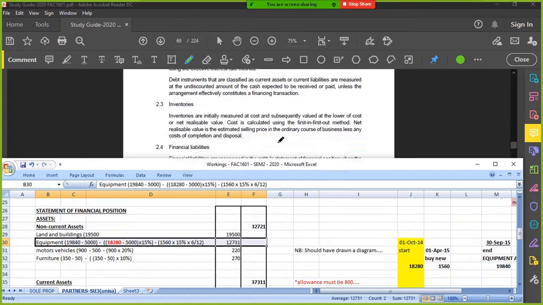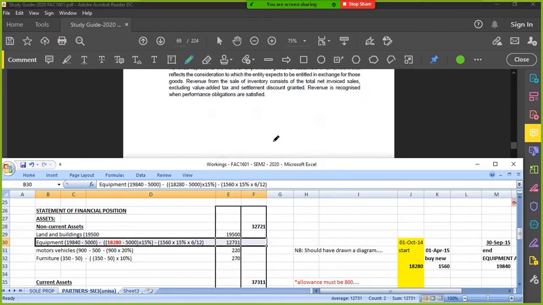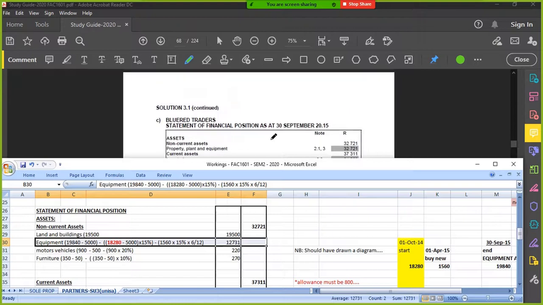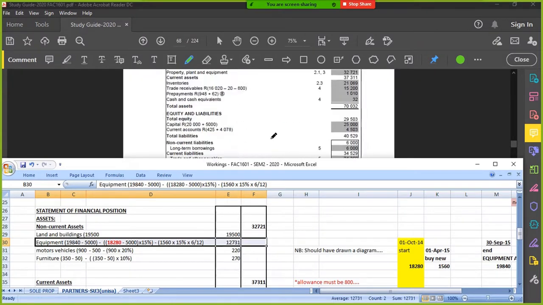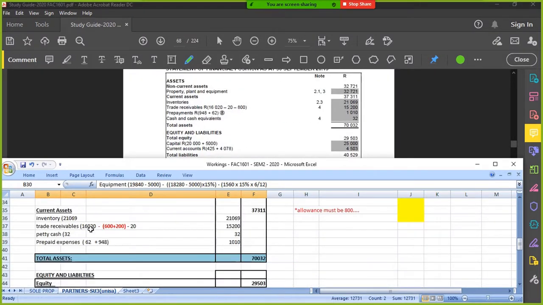Let's go look at the current assets. Okay, disclosure-wise, do they have all those current assets? Let's see. Inventory, yes. Trade receivables, yes. Prepayments, yes. Petty cash, yes. Okay, they've just used the note for disclosure-wise, that's fine.